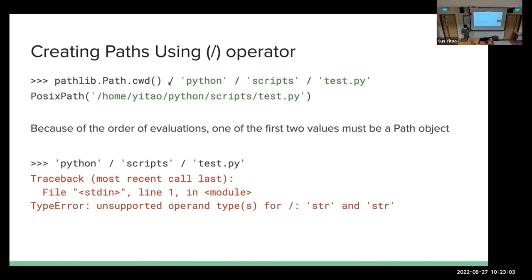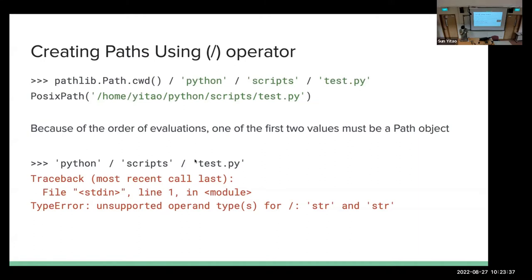When one of the first two operands to this slash operator is a path object, then the slash operator won't be considered a divide operator. It will concatenate the paths together to form a path object. Because of the order of evaluation, one of the first two values must be the path object for this slash operator to work. Otherwise, for example if you try to join strings together using this slash operator, you get an unsupported operand type error for string and string.